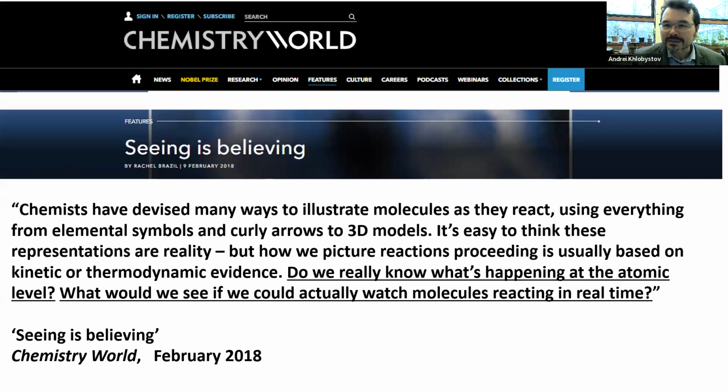I will start with this quotation from the magazine Chemistry World, a magazine of the Royal Society of Chemistry. They published this article a few years ago, Seeing is Believing, where they make the statement that chemists have devised many ways to illustrate how molecules react using models, symbols, curly arrows. And it's easy to believe that this is the reality of chemical reactions. But the question is, of course, do we really know what happens at the atomic level when molecules react? What would we see if we could actually watch the molecules reacting in real time? It's a big question.